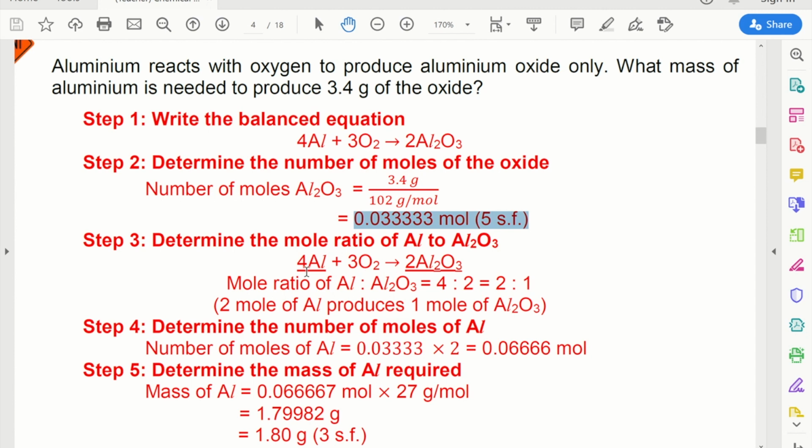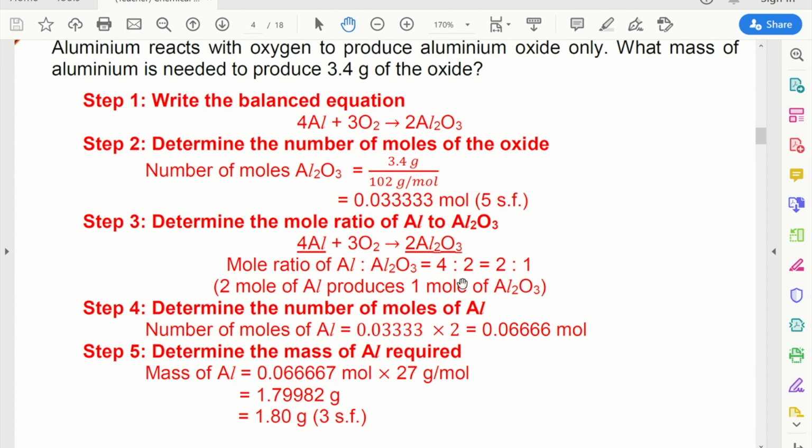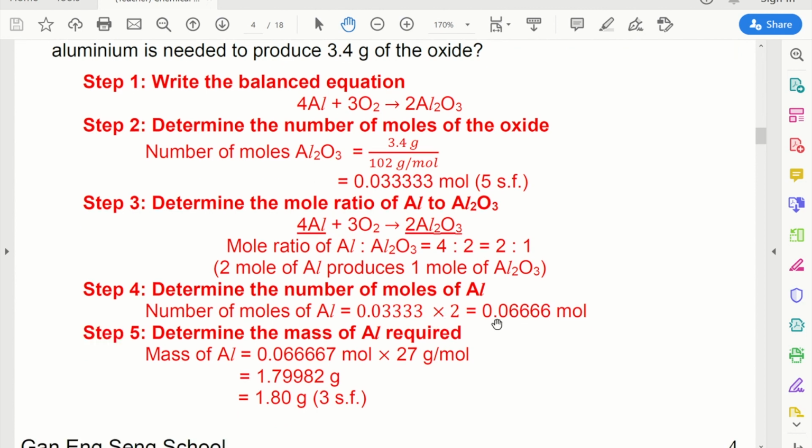Mole ratio is 4 units of aluminium will produce 2 units of aluminium oxide. So the ratio is 4 is to 2. I simplify, 2 is to 1. So for every mole of aluminium oxide produced, I will need 2 moles of aluminium. Since I have produced 0.033333 moles of aluminium oxide, I multiply by 2, I get this.